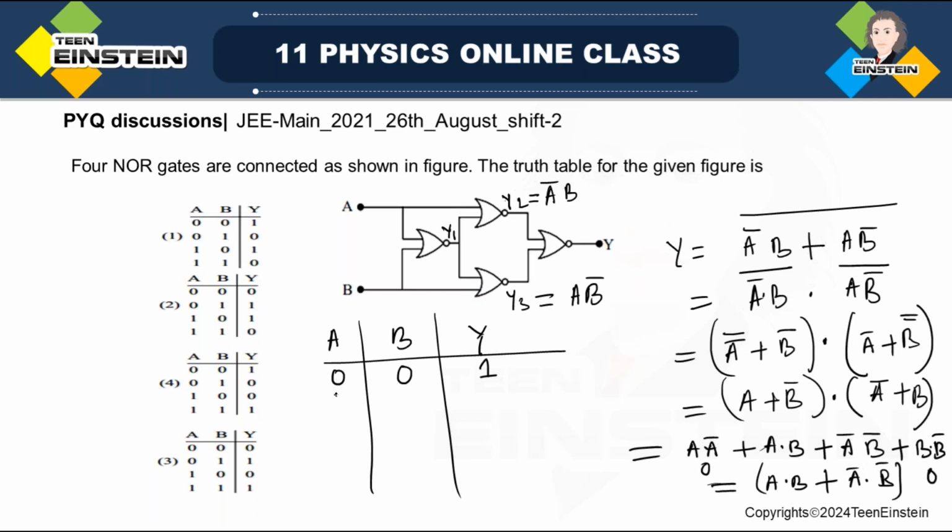Now if I put 0 here, 1 here, this will be 0 and here also it will be 0, because 0 bar will be 1 and 1 bar will be 0. So this will give 0. This is again 0. Now 1, 1 will give you further 1. Okay, 1, 1 means this A and B will give you the output. High output you will get. So see, this is given as option 4. So this will actually be the correct option for this question.